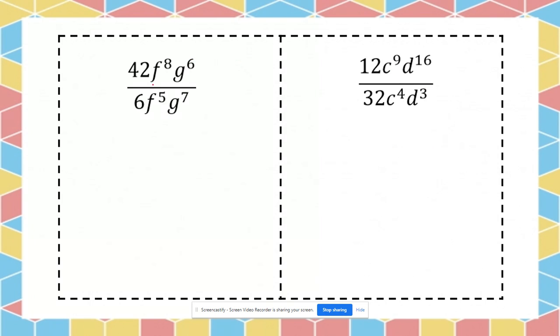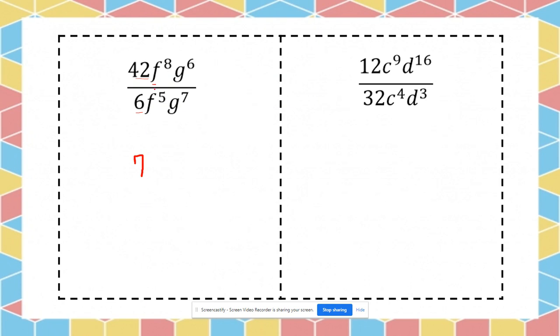For my next one, I have 42 f to the 8th g to the 6th over 6 f to the 5th g to the 7th. So I'm going to take this one at a time and focus on my whole numbers first. I have 42 over 6. Well, that means 42 divided by 6. And if I do 42 divided by 6, I get 7.